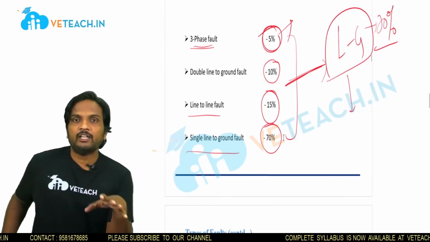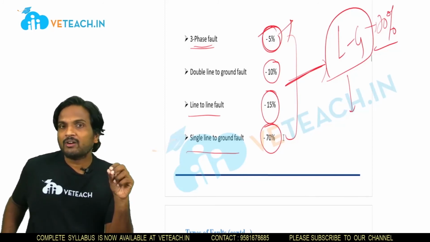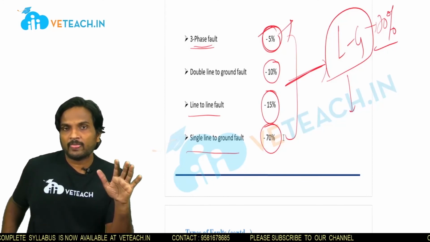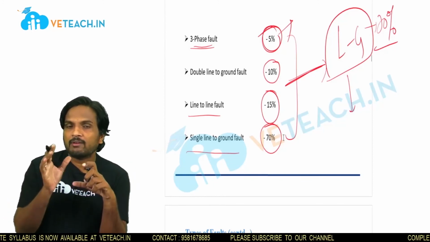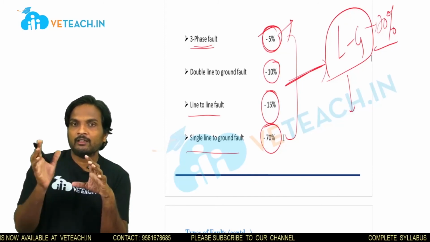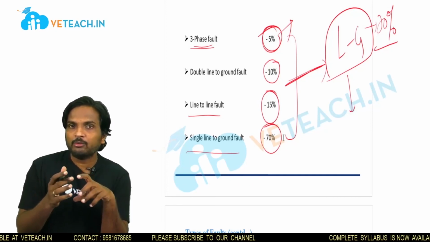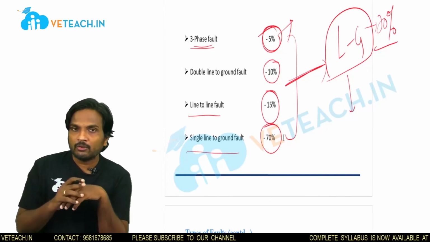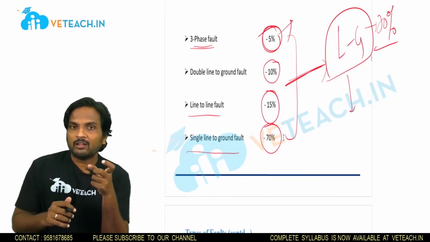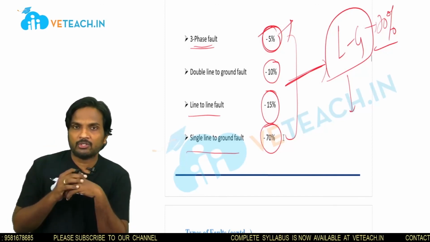But in terms of severity among these four faults, a three-phase fault is more severe than a line to ground fault. If a three-phase fault occurs in a power system, the damage to the equipment and the power system network is very high. When a line to ground fault occurs, the damage is very low compared to a three-phase fault. So the severity is very high in a three-phase fault, but the most common fault in power systems is the line to ground fault.